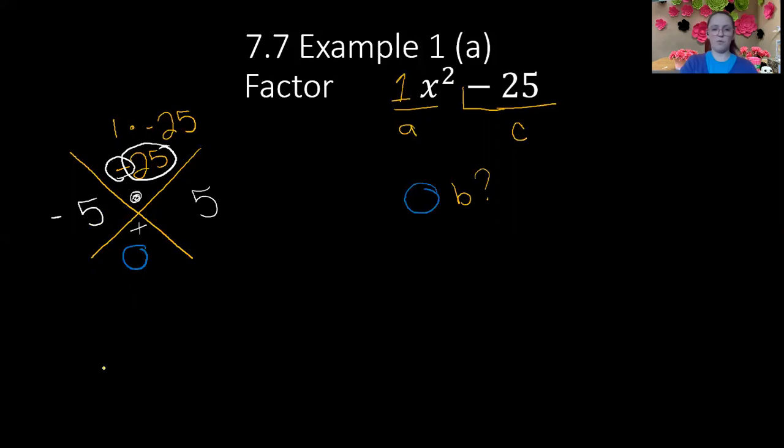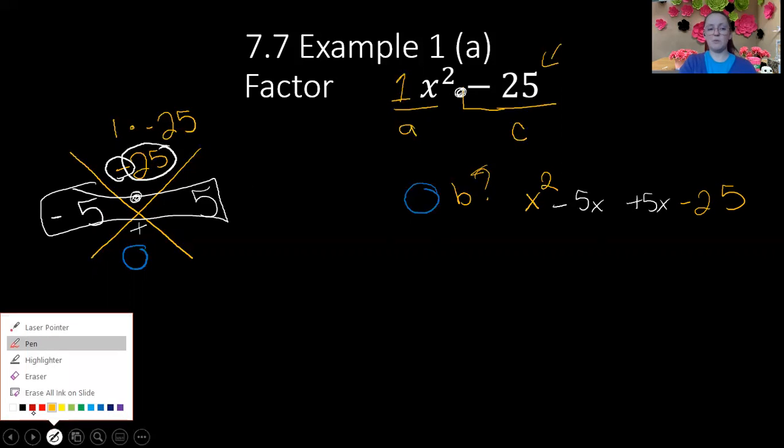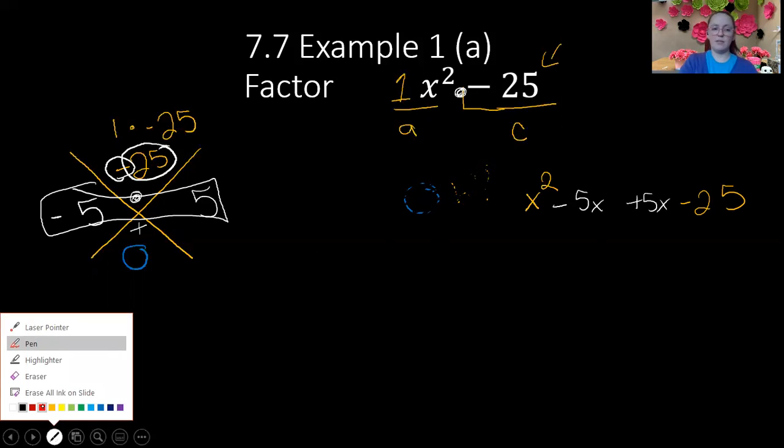When we go back to our main equation, we have our x squared. That doesn't change. What changes is this b term that's not here. We now have two things for that b term, so we bring them in: the minus 5x and the plus 5x. And from the original equation, we still have that minus 25. Now I'm going to cross that out. Now we're back to exactly what we were doing before. Nothing is different from what we've been doing.